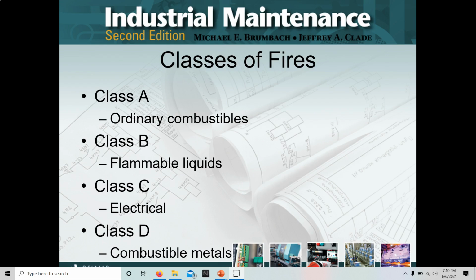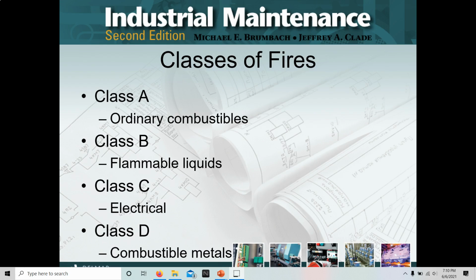So Class C, I want you to think it's charged. It's electrically charged. That is a Class C fire. C for charged. Good to go. I'm hoping so.